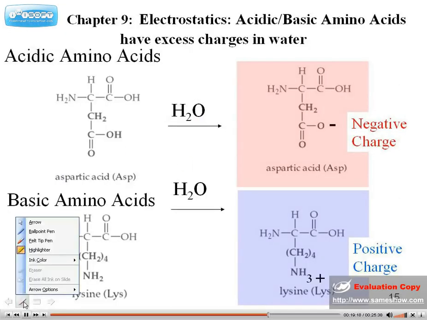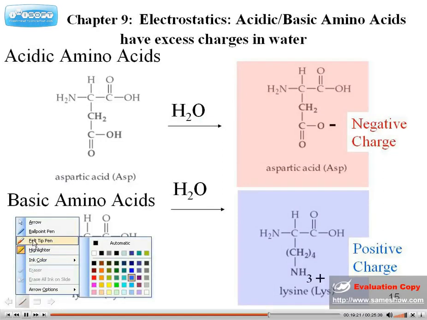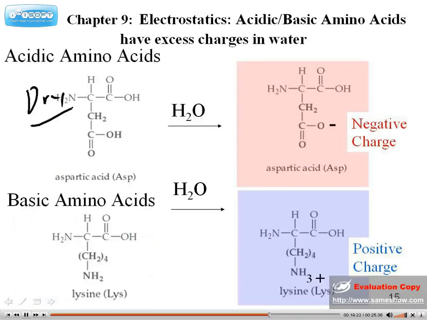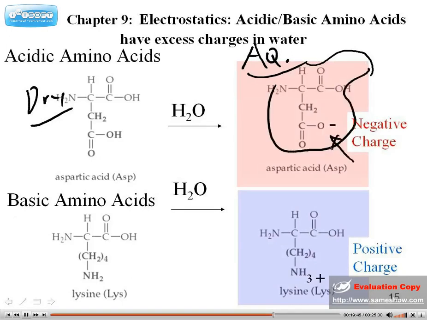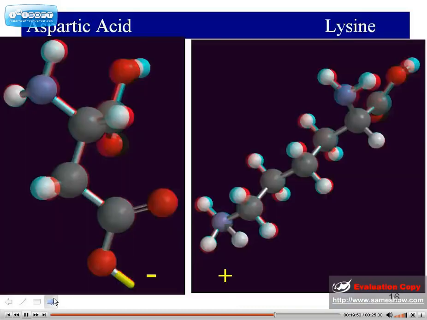Here, I beat this to death already, but you can already tell this is a dry amino acid. This is aqueous. It's been dissolved in water, such as within a cell or in the blood or body fluid. So in this case, here we have the loss of a hydrogen, so it's a negative charge. Here we have a positive charge for the lysine. I beat that to death already.